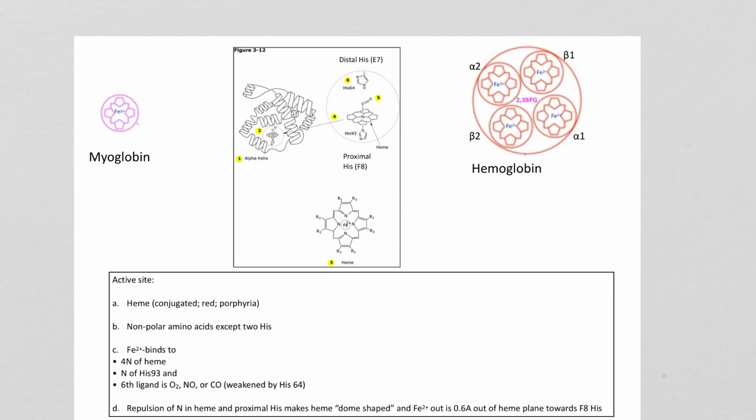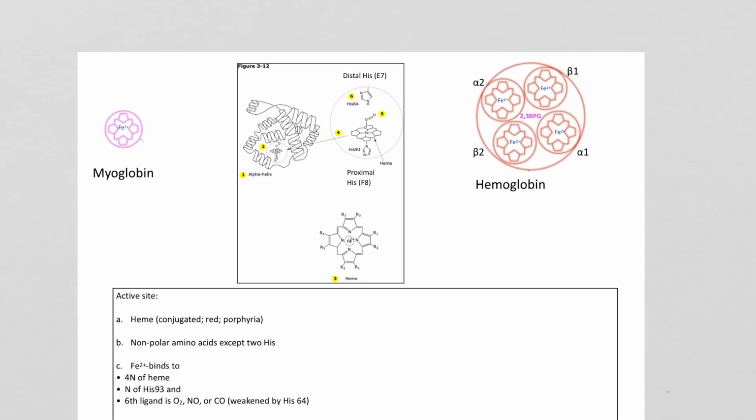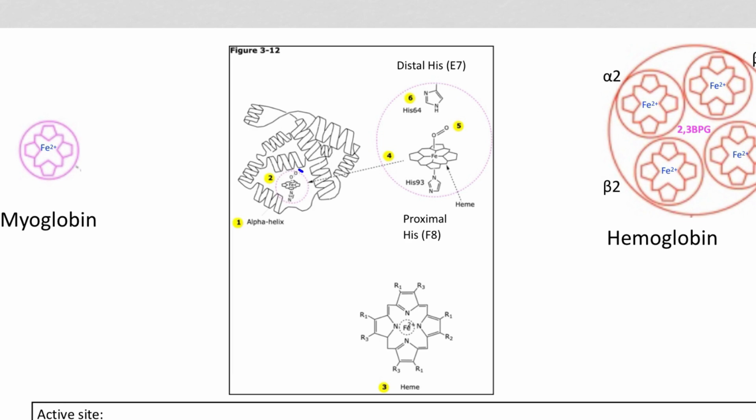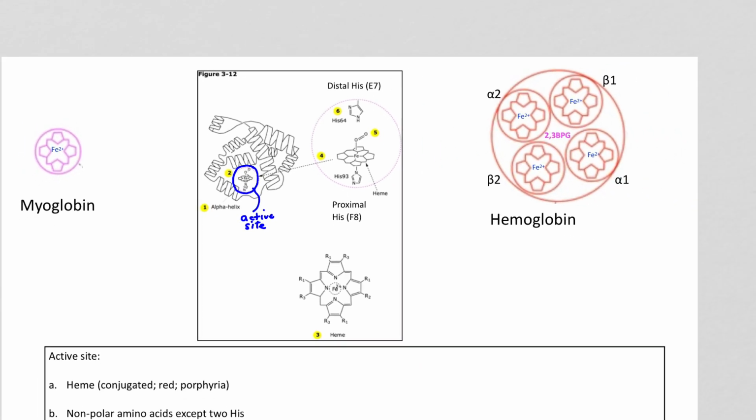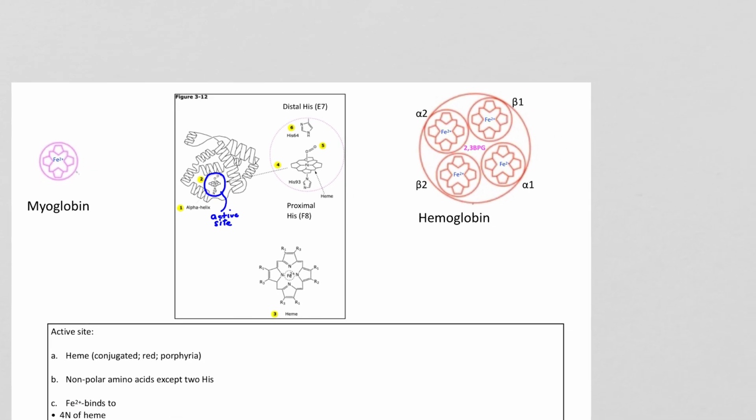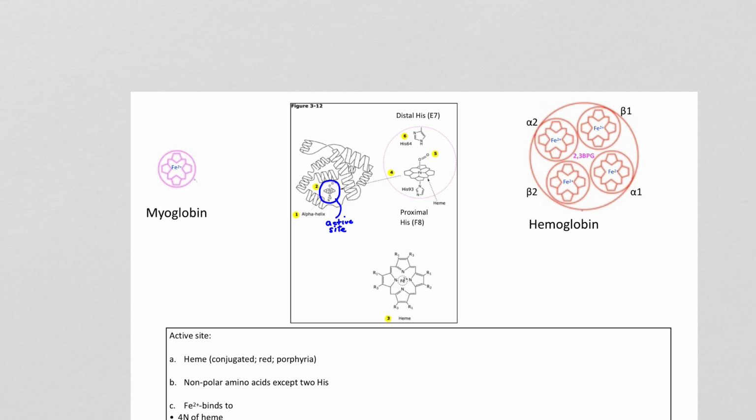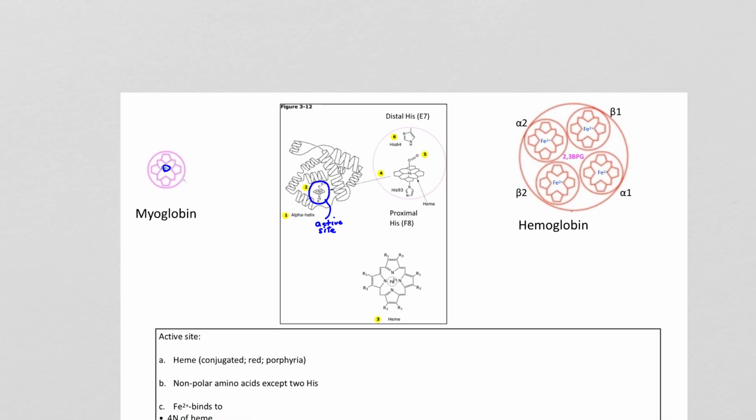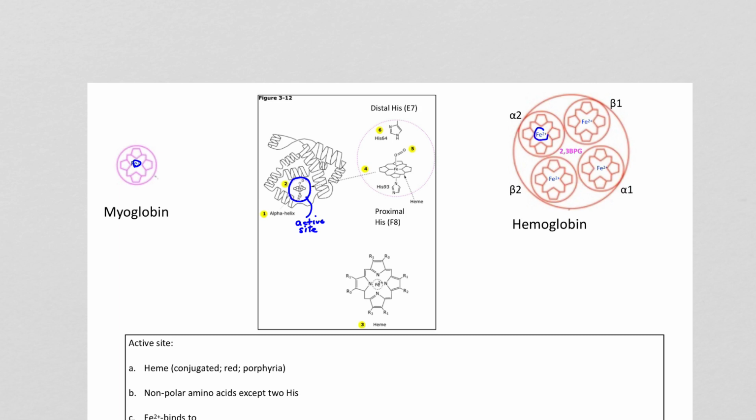Let us look at the active site of myoglobin and hemoglobin. If you recall, the active site is that part of the protein which is actually involved in the function of the protein. So right somewhere inside the protein is the active site of the protein. For myoglobin, it has one polypeptide chain, it will have one active site. While for hemoglobin, there are four polypeptide chains, therefore there will be four active sites.